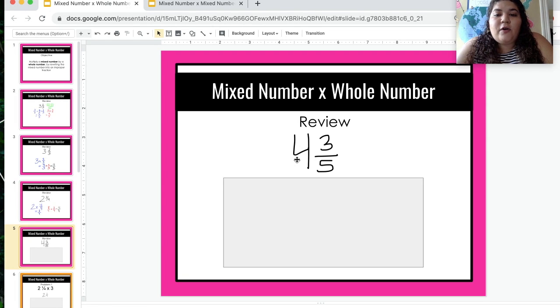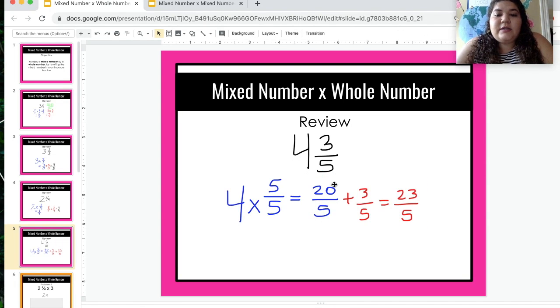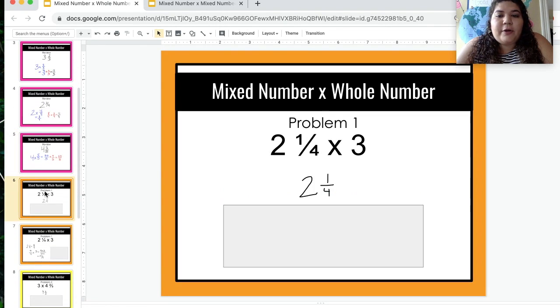Now, 4 and 3/5 into an improper fraction. So here, you would multiply 4 times 5/5, and you would get 20/5. We add this little extra bit here, then we would get 23/5. So that was just a little review on how to make a mixed number into an improper fraction, because now let's look at problem number 1.